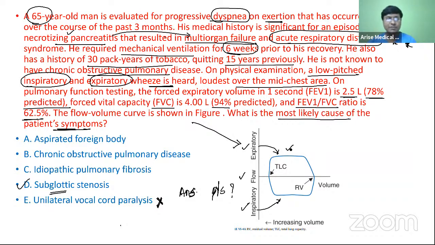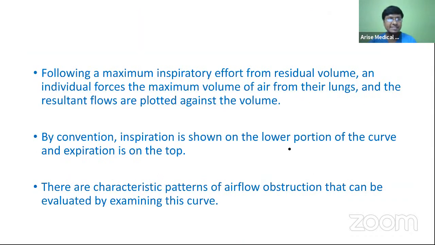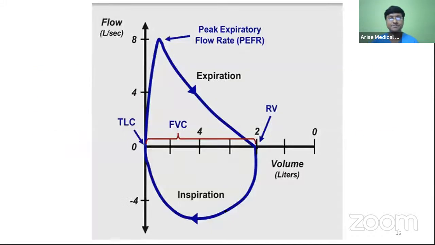I'll just show you a normal flow volume loop. This is the normal flow volume loop. Inspiration, why is it on the lower side? Because whenever we inhale, the air moves down, so that is the inspiratory component. Whenever we exhale, the air moves out, and this is your expiratory component. Inhalation goes down, that is inspiration. Exhalation goes up, that is expiration. This is the normal flow volume loop.